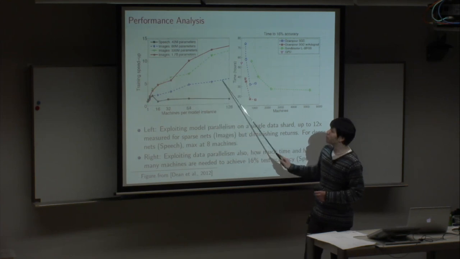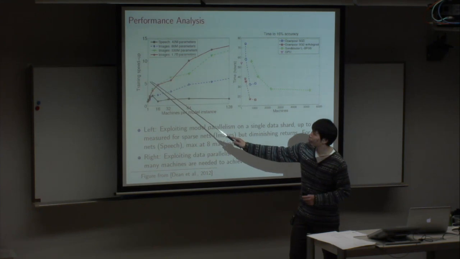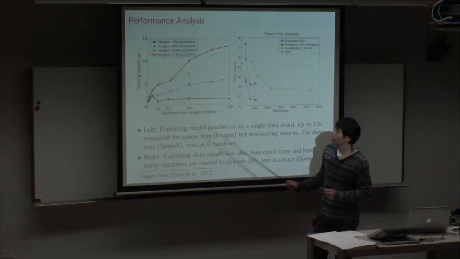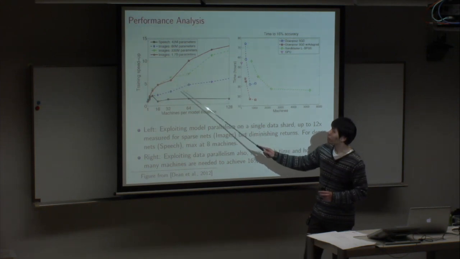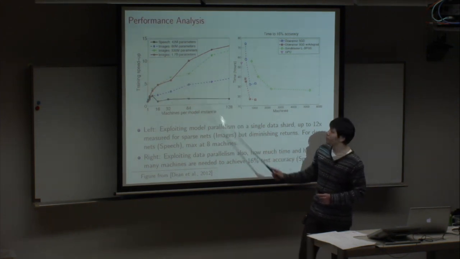So you can see there's some speed up, right? If you use 64 machines, you can get a 5 times speed up compared to using only one machine. It's not 64 times speed up, but I mean it's better than nothing.